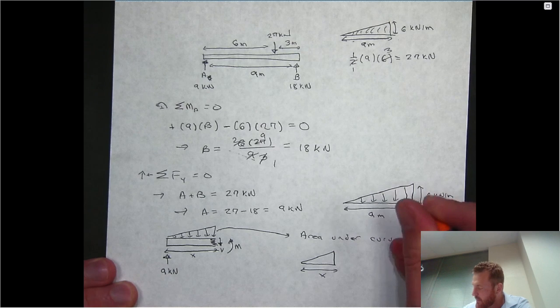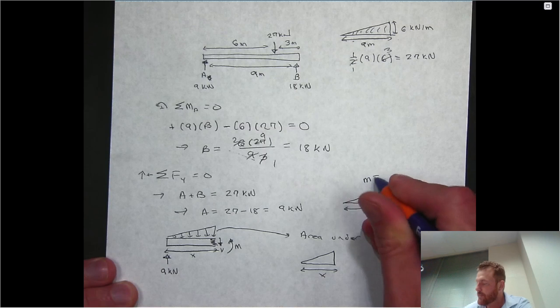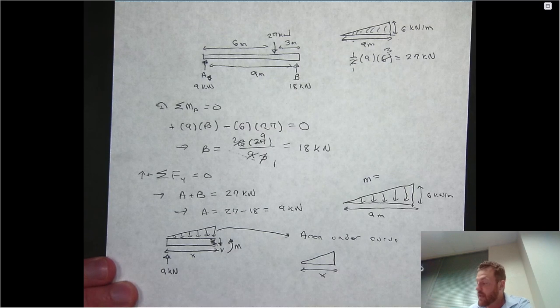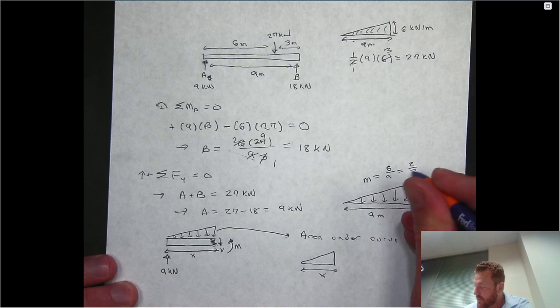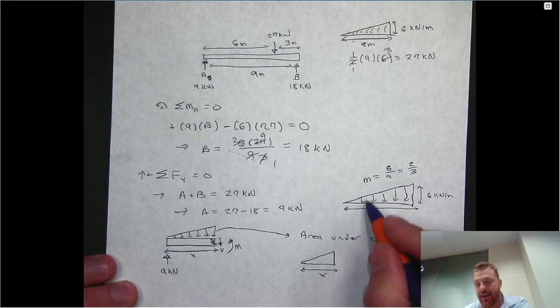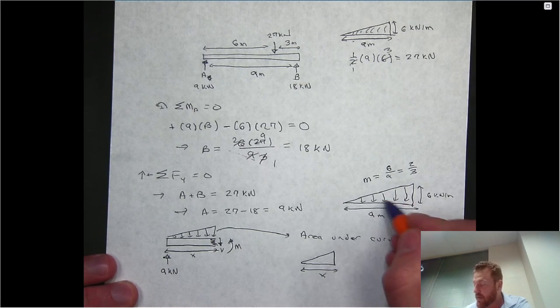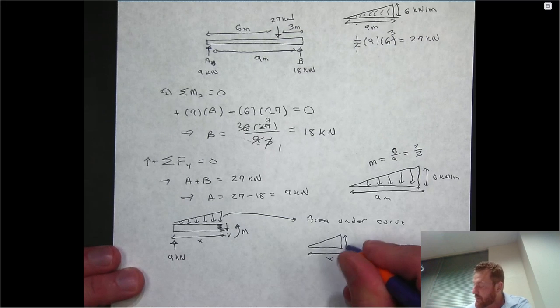then I can say that the slope of the distributed load curve is going to be nothing more than the rise over run, which will be 6 divided by 9, or 2/3. And what that means is I can find the height of the distributed load curve at any point by just saying 2/3 x.